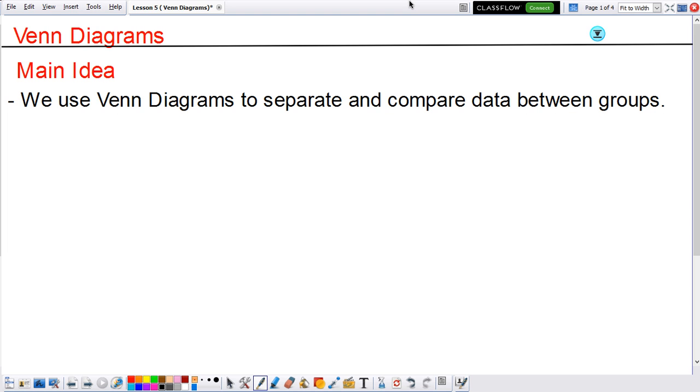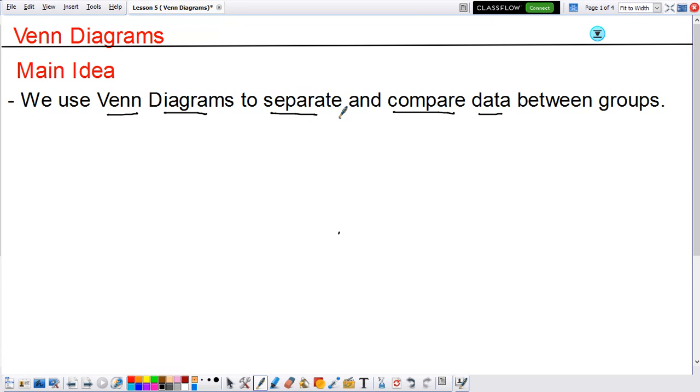Today, we will talk about Venn diagrams. Now, the main idea here is that we will use Venn diagrams to separate and compare data between groups. This is one way to visually understand scenarios where data is involved.